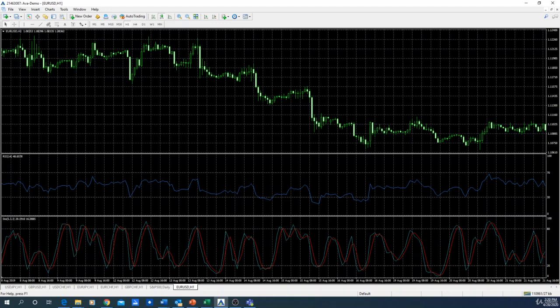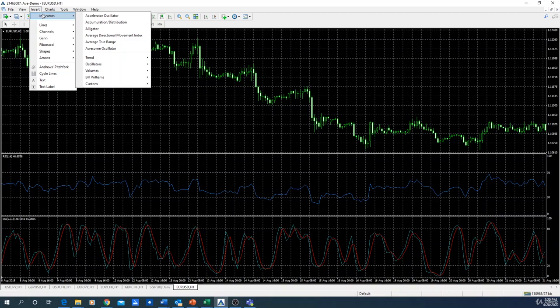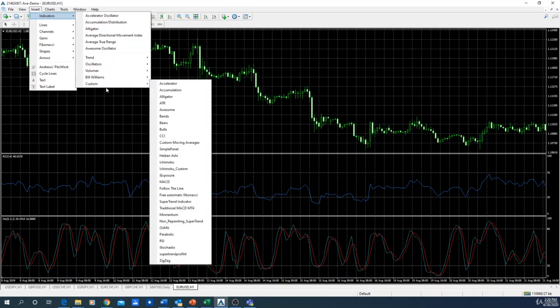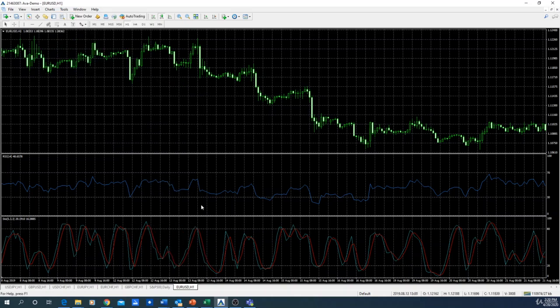So the first thing that I'll ask you to do is open up the stochastic and the RSI indicators. How you do this, simply go on Insert, Indicators, and go on Custom. The two indicators that you will need are the RSI and the stochastic. When you find them, you simply select them.